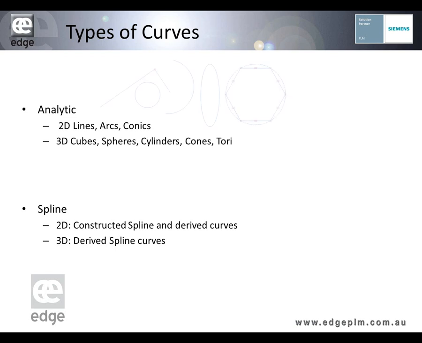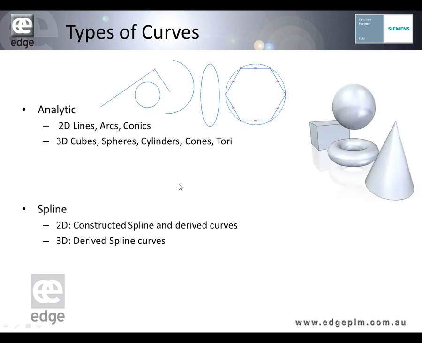What are curves? We've got the curves that we're used to: 2D lines, arcs, conics, etc. So straight lines, circles, arcs, ellipses, and so on. These are curves. We also have edges of three-dimensional shapes, so cubes, spheres, cylinders, tori, which is the plural of torus, and cones. All of these things have silhouette edges, which we can use to drive models.